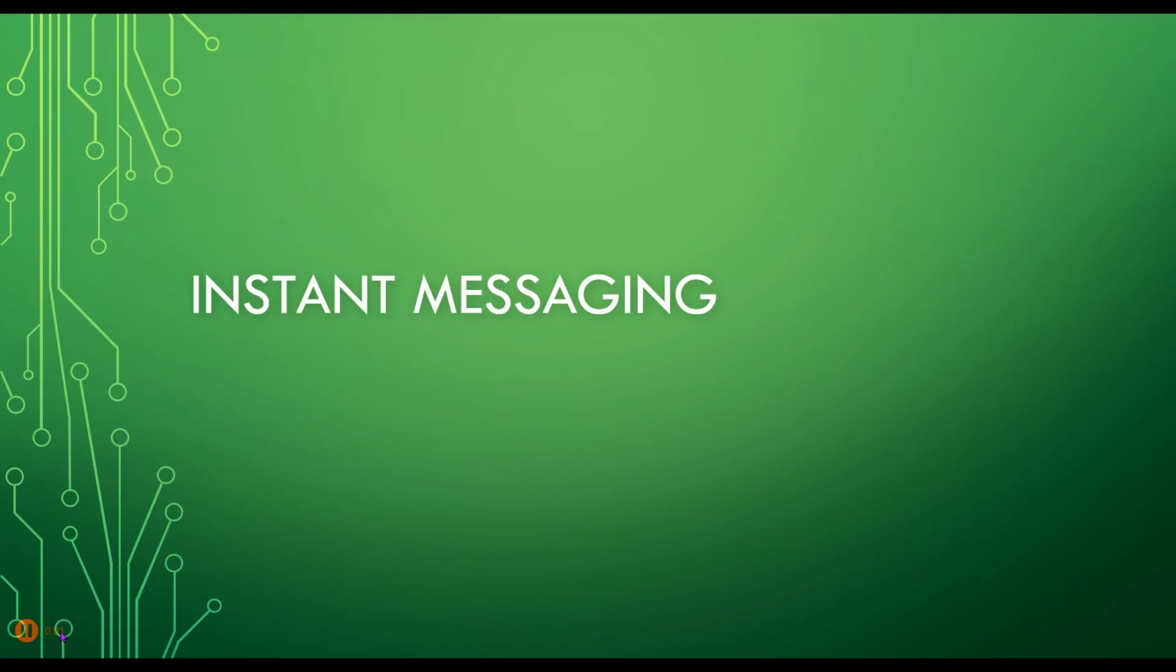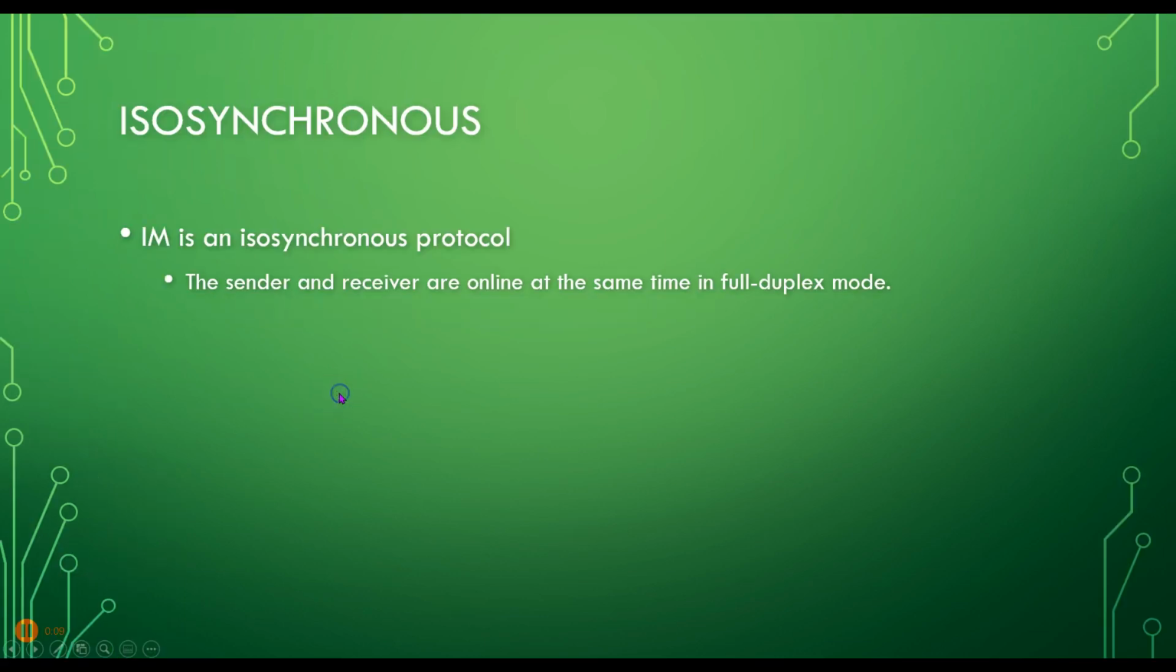Instant messaging is something fairly new, as far as internet history anyway. It is an isosynchronous type of protocol. In other words, we have to have somebody at both ends at the same time, the sender and receiver online at the same time, and it runs in what we call full duplex mode, that is to say two-way conversation, very similar to a phone call except through text on a phone or a computer.